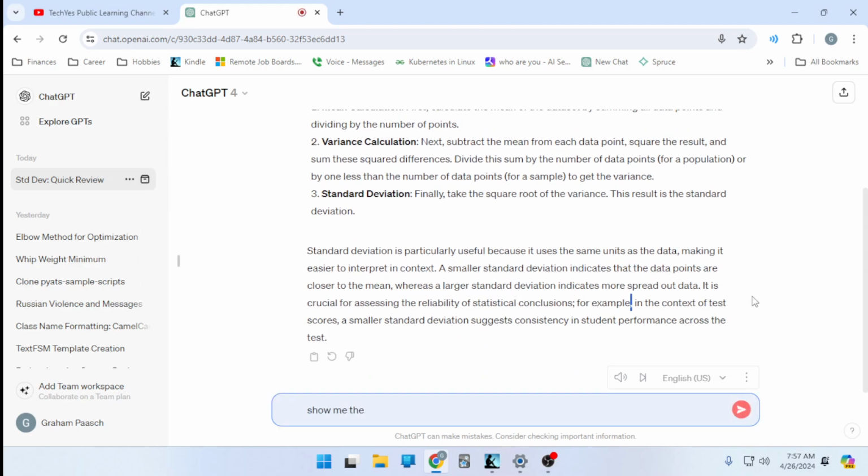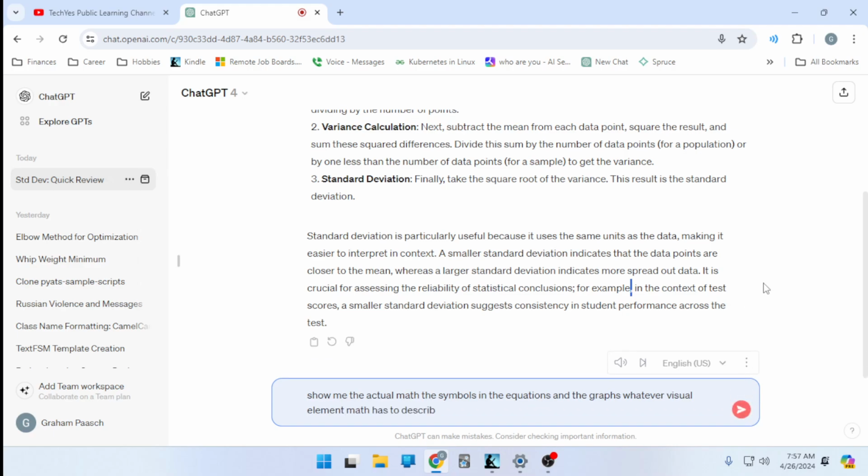Show me the actual math, the symbols and the equations, and the graphs. Whatever visual element math has to describe the standard deviation, show it to me, please.